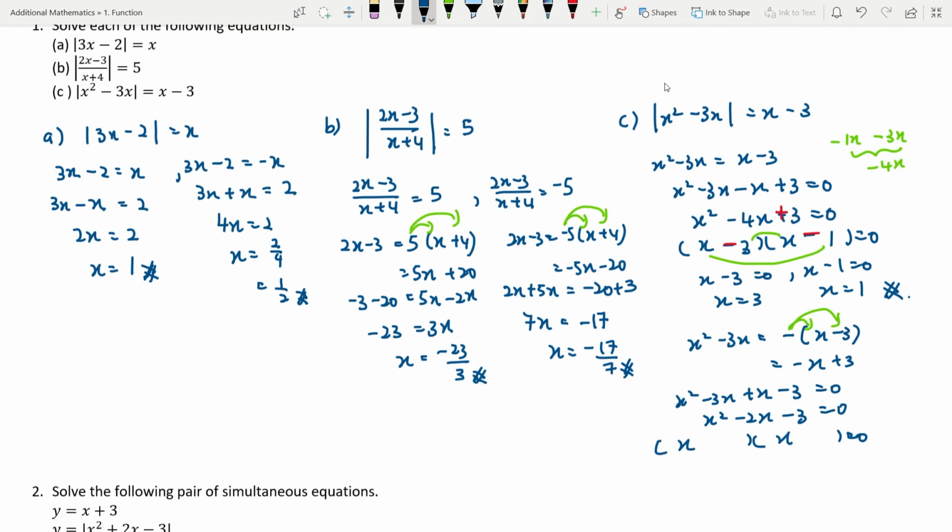X and x, 3 and 1. Here we have 3x, here we have 1x. In order to get a negative 2x, we have minus 3 plus 1. Minus 3x plus 1x. Negative and positive, we get a negative. We proceed. X minus 3 equal to 0, x is equal to 3. And the other one, x plus 1 equal to 0, x equal to negative 1.